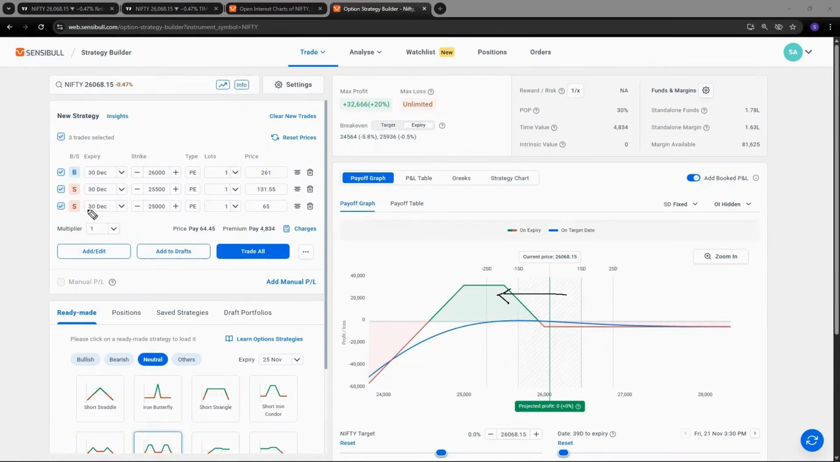What have I done here? Simple. 26,000 put option buy, 25,500 put option sell, 25,000 put option sell. So what does this tell me?